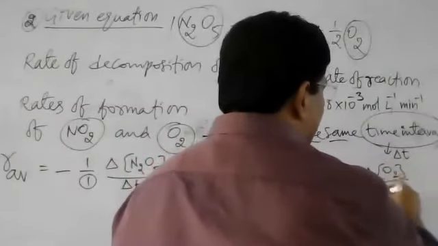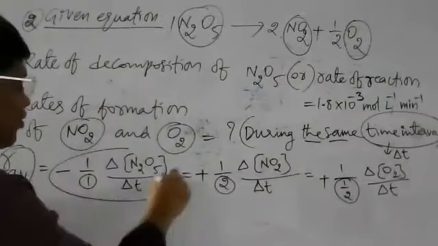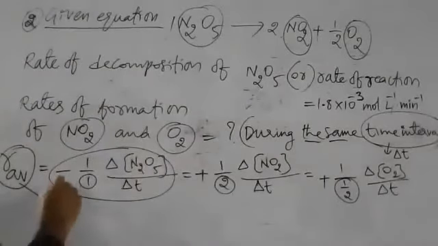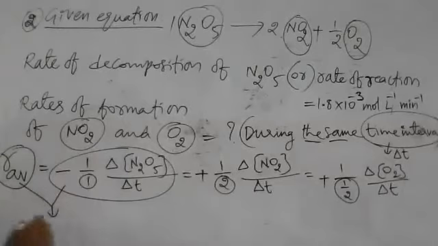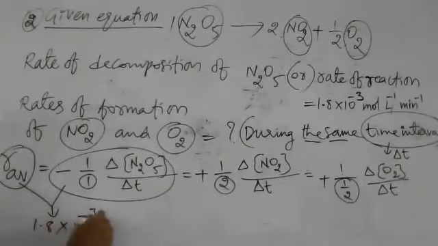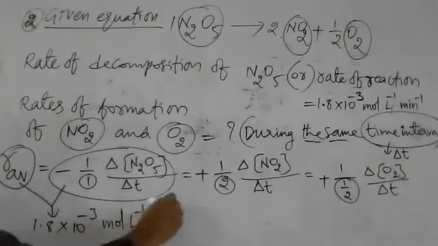Now this rate, the average rate of reaction, this value is given: 1.8 into 10 power minus 3 mole liter inverse minute inverse is given to you. Now what is asked to be calculated here? The rate of formation of NO2, this one only. Rate of formation of NO2, this one here.